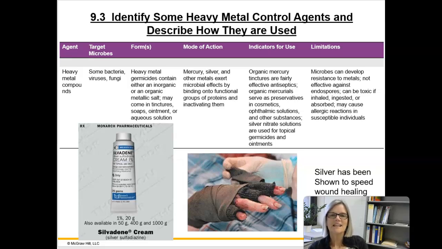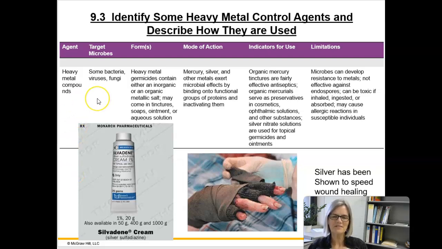Here I am, I'm still in section 9.3. We're going through the learning outcomes from your lecture study guide. And here we are on: identify some heavy metal control agents and describe how they are used.